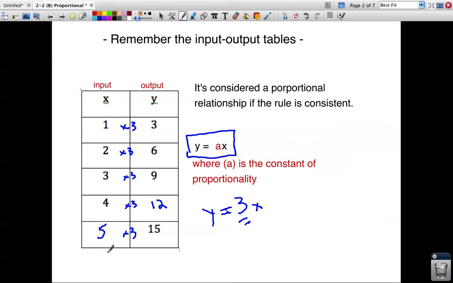Now, if I also had a 6 down here in this table, and in my output we had 21, is 6 times 3 21? No, it's not. 6 times 3 is 18. So if that 6 and 21 was in this table, then this would not be a proportional relationship, because the rule is not consistent. We're not just multiplying by 3 every single time. But we don't have to worry about that because that wasn't a part of this, and this is a proportional relationship. So we're good. Let's just erase that right here.